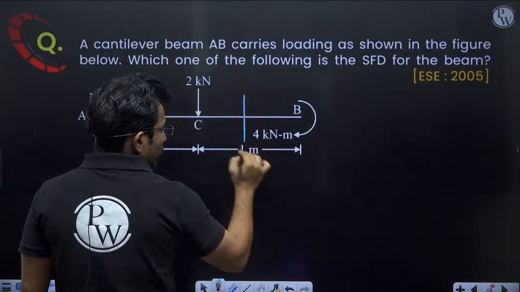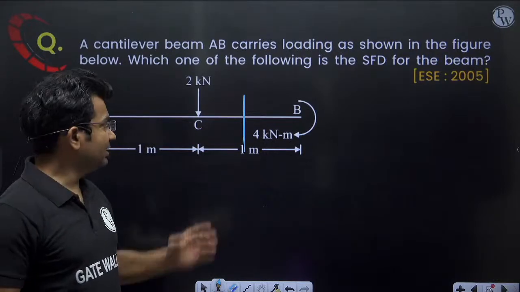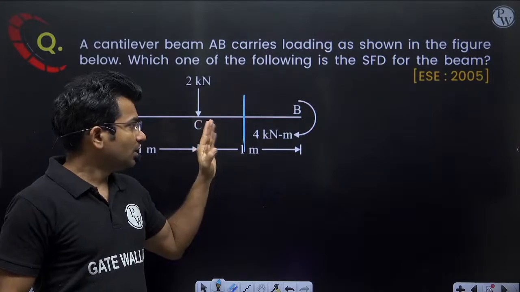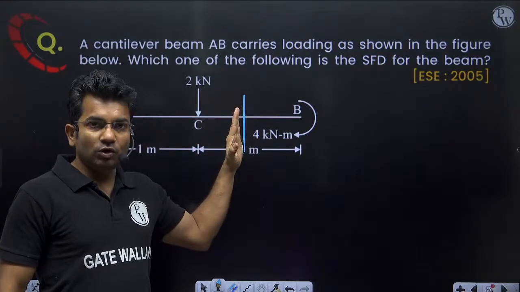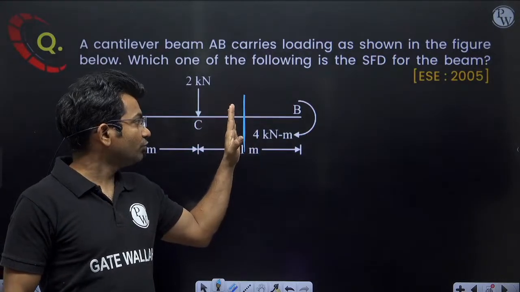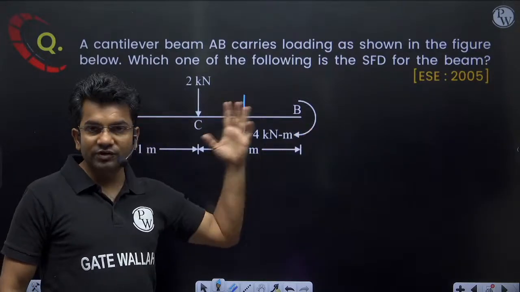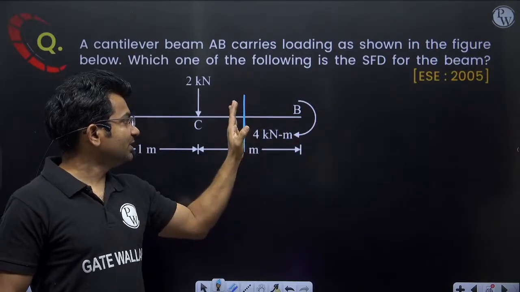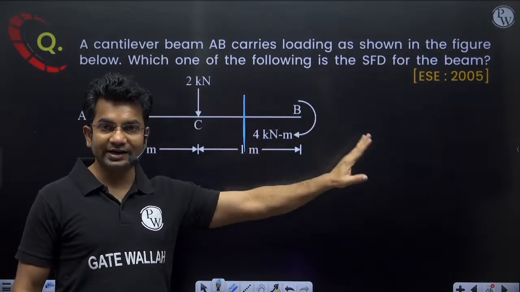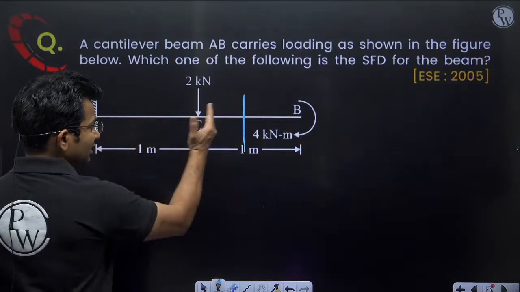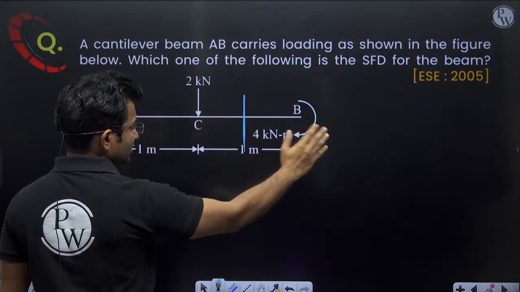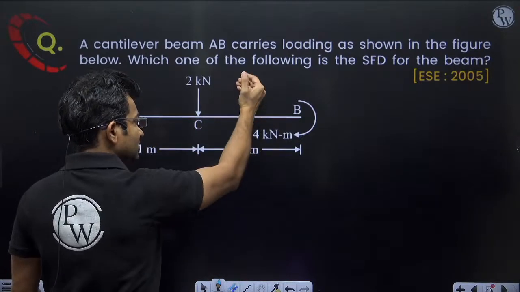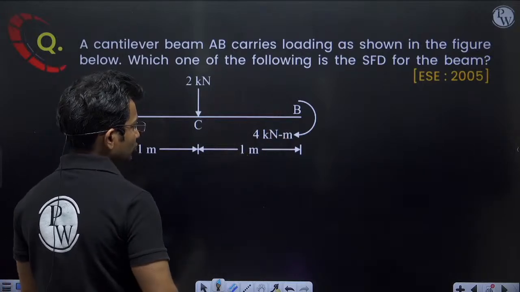If I want to find out the shear force in portion CB, I find all the transverse forces towards the right of this section. Transverse force is 0. Okay, this is a moment, not a transverse force. That means the summation of transverse forces towards this side is 0. So any general section we take in portion CB, the transverse force will be 0. So in this region there is 0 shear force.